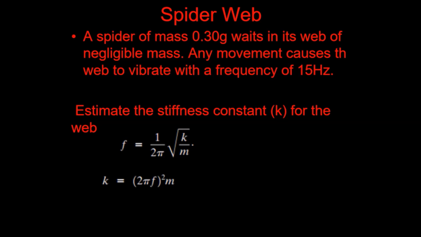At this point we can simply substitute in. We have f of 15 Hertz, or 15 inverse seconds. We have m here of 0.3 grams. So substituting in, we'll end up with (2 pi) squared times 15 inverse seconds squared times 3 times 10 to the minus 4 kilograms. We have to convert this to kilograms, otherwise our answer will not come out in newtons per meter.